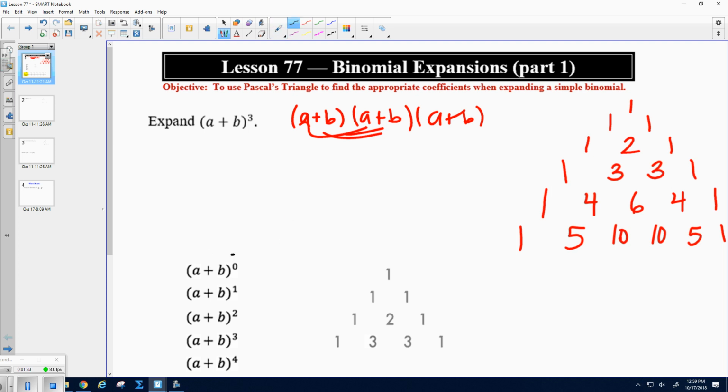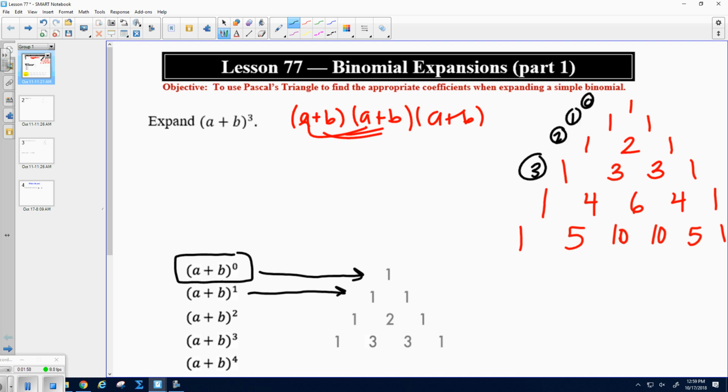All right, so anything to the 0 power is 1. So if you have a 0 exponent, that goes with the top, because anything to the 0 is 1. If you have a 1 exponent, you go right here because you end up just getting a plus b, so it's 1a plus 1b. That's your second one. So the next one is my 3. So this is the 0 row, this is the 1, this is the 2. I'm looking for the 3 because this is a 3. So these are going to be my coefficients. That's what this line of numbers is. It's the coefficients of my answer.